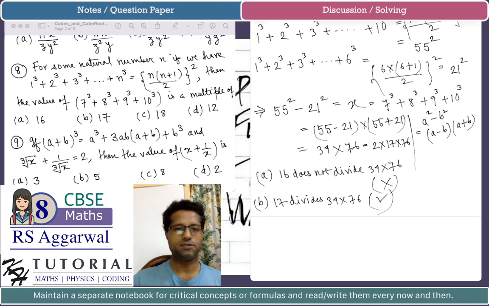And obviously you can see that C and D will not be correct, as 18 does not divide 34 multiplied by 76. Also 12 does not divide 34 multiplied by 76. So hence the correct answer is 17. So the correct choice is B. B is the correct choice.